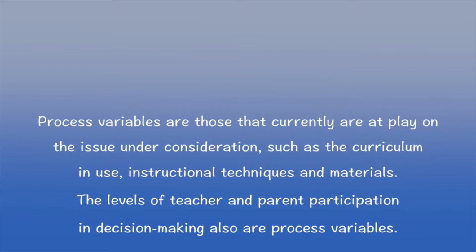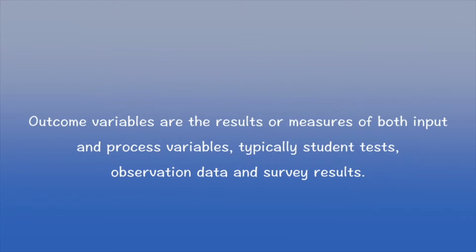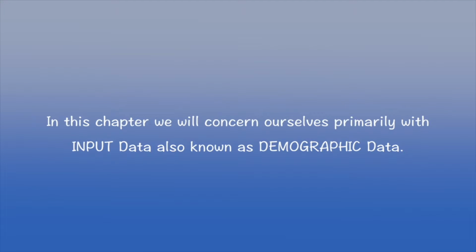Process variables are those that currently are at play on the issue under consideration, such as the curriculum in use, instructional techniques and materials. The levels of teacher and parent participation in decision-making also are process variables. Outcome variables are the results or measures of both input and process variables, typically student tests, observation data, and survey results. In this chapter we will concern ourselves primarily with input data, also known as demographic data."